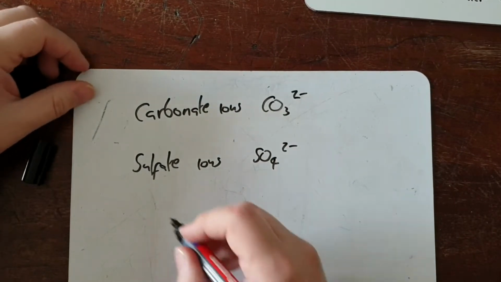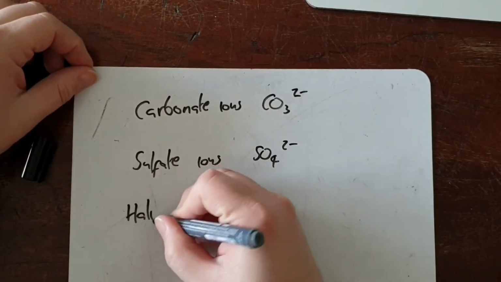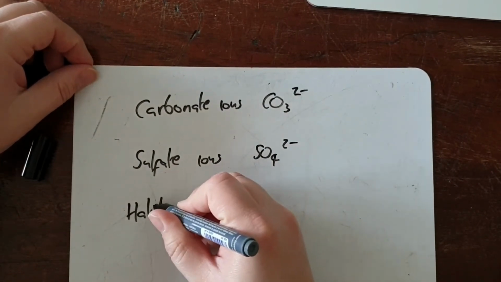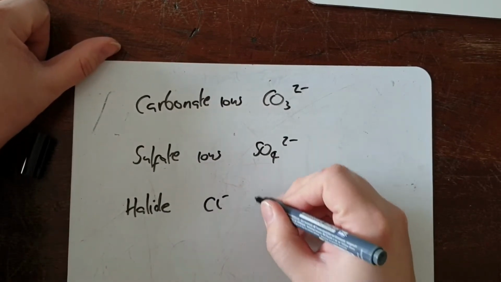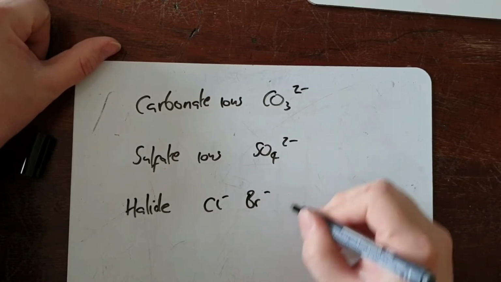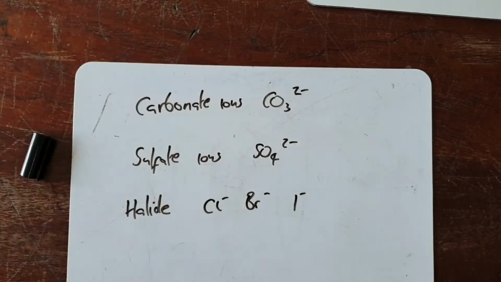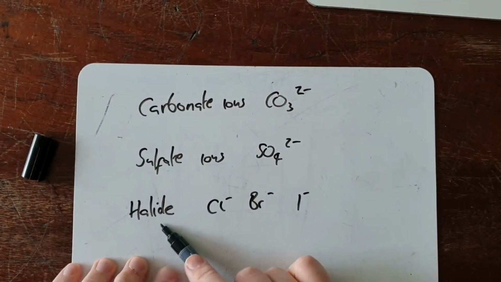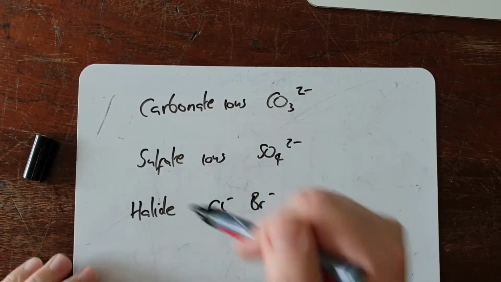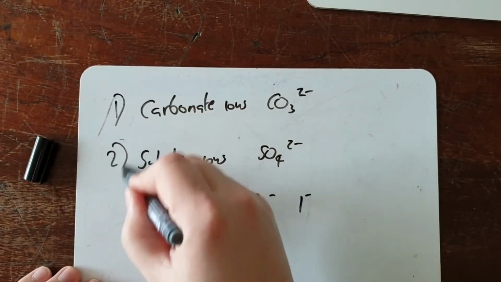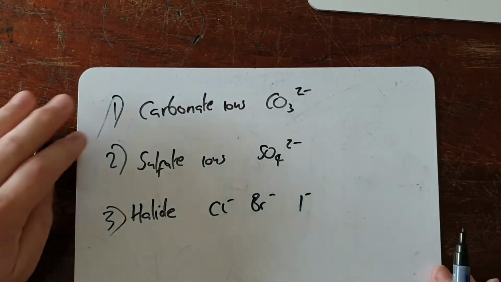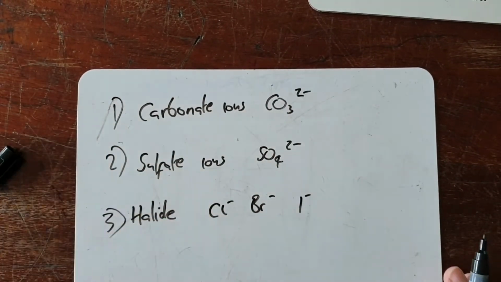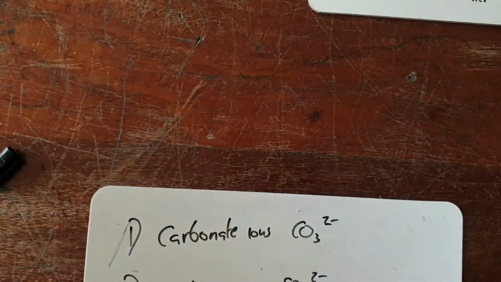Carbonate, sulfate. We are going to test for halide ions. So halide, as in the halogens. There's a test for chloride, bromide, and iodide ions. It's actually the same test, but it gives you a slightly different colour for each of these. So there are three tests, and then the carbonate one has slightly different results. So let's do the carbonate test first of all.